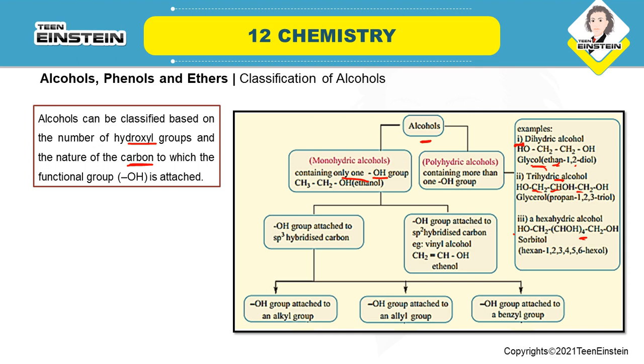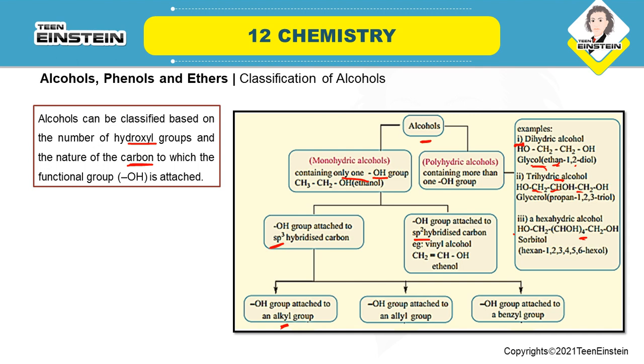Now come to the left hand side, that is monohydric alcohols. Now this single OH group that is present, as it is single, we are calling it monohydric. This single OH group can be attached to an sp3 hybridized carbon atom, or it may be attached to an sp2 hybridized carbon atom. Okay, that is vinyl alcohol. So when it is attached to an sp3 hybridized carbon atom, how many possibilities are there? See, the OH group can be attached to a simple alkyl group, that is, no unsaturation is there. Another possibility is the OH group attached to an allyl group.